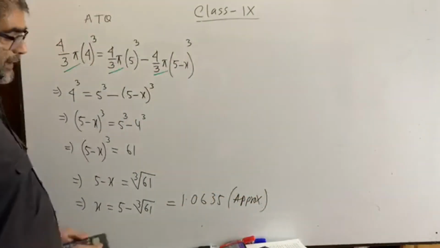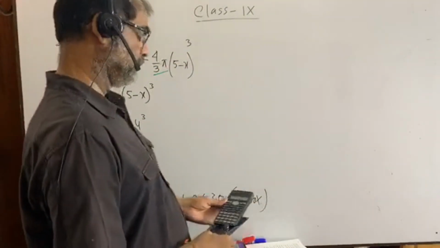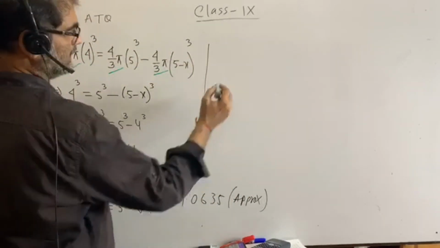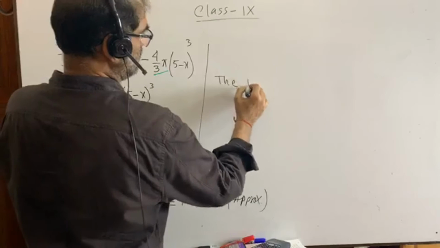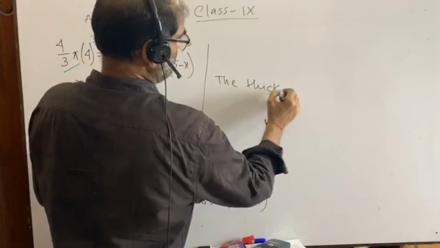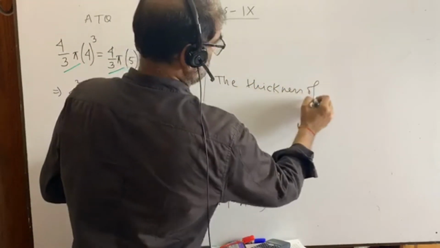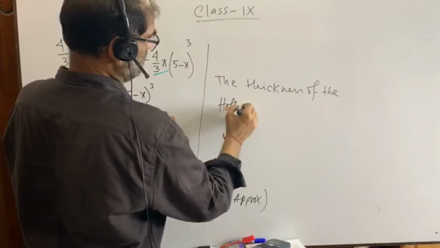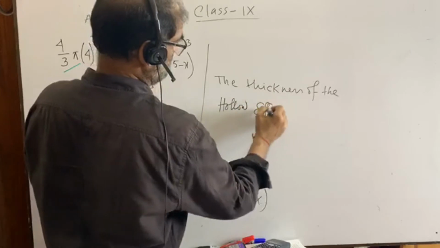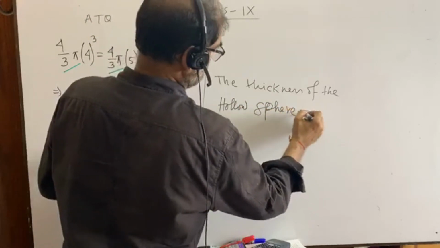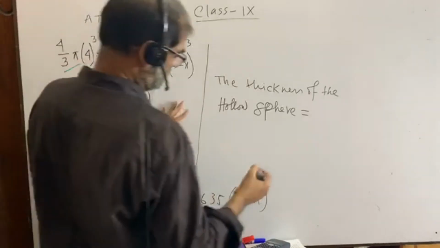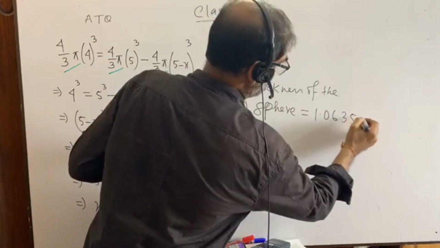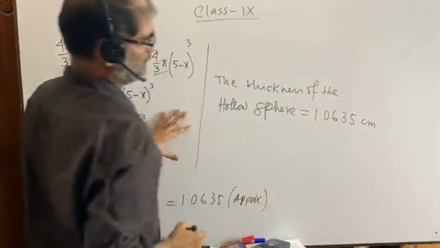That means the thickness of the hollow sphere is equal to 1.0635 centimeter approximately.